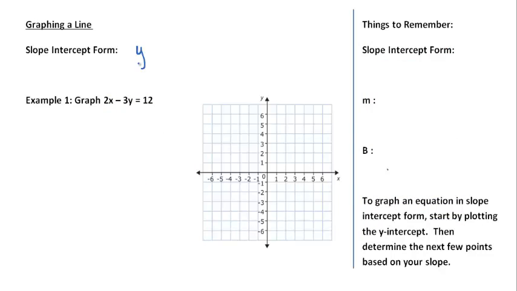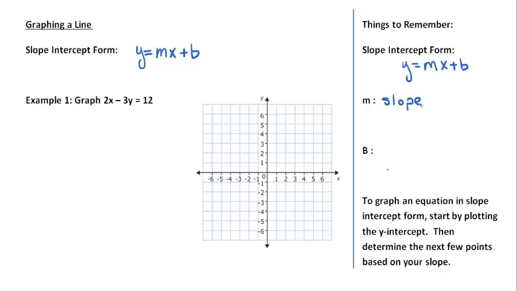A different form, a form that many of us are familiar with, is slope-intercept form. It's that notorious y equals mx plus b. And so I definitely have to have that memorized. And m represents my slope.